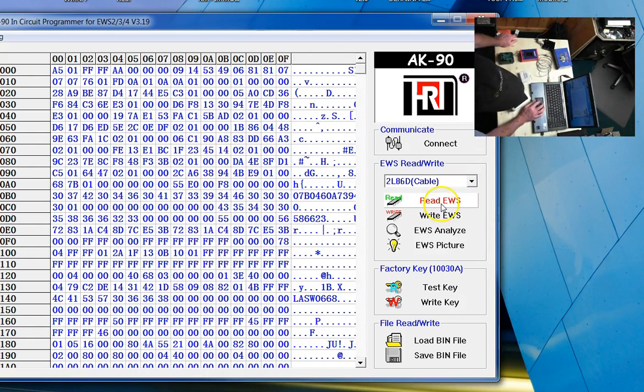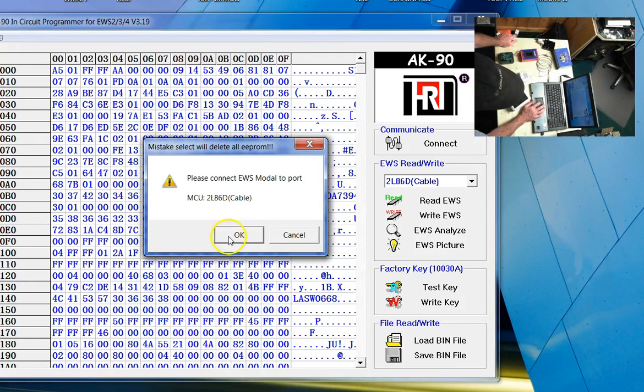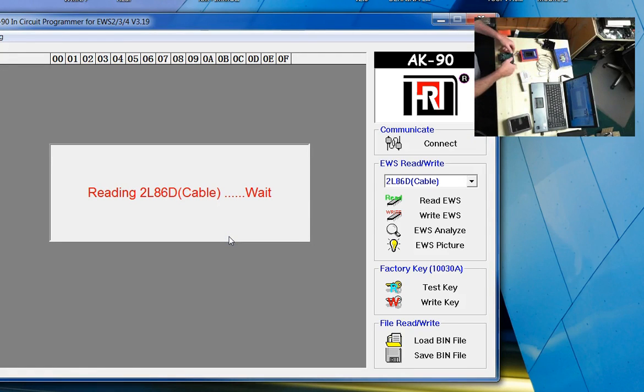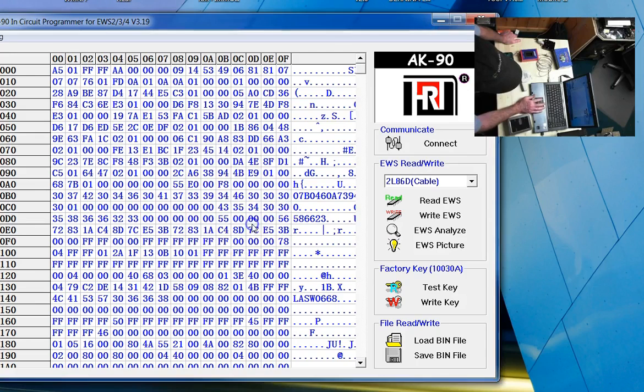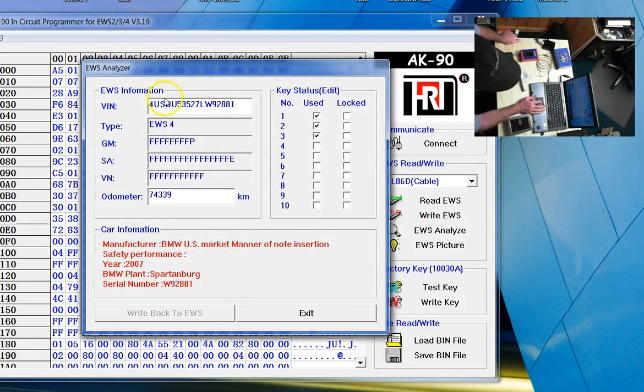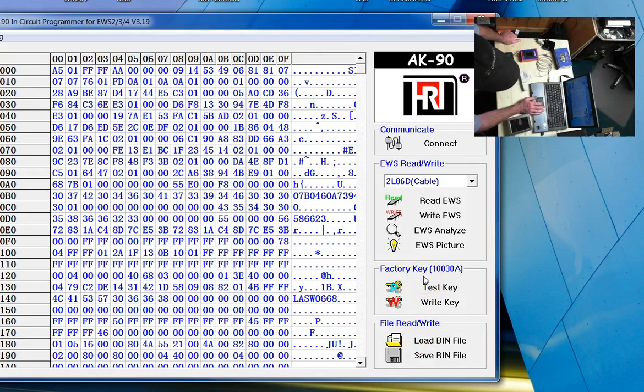Let's see if we can read the EWS again. And just like the other board, it seems like you have to wiggle it around to get it to work. And it takes a minute or two. Okay, so we have saved our bin file. Let's EWS analyze. We have the same information, 1, 2, 3, so we would be able to make a key for this. So there you have it.